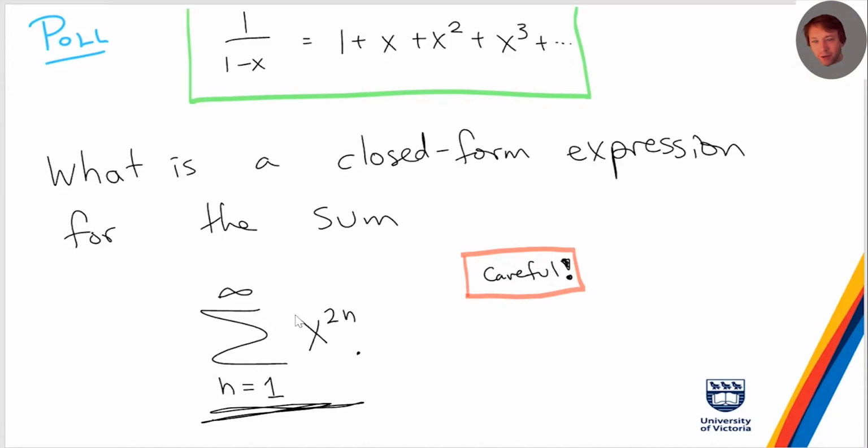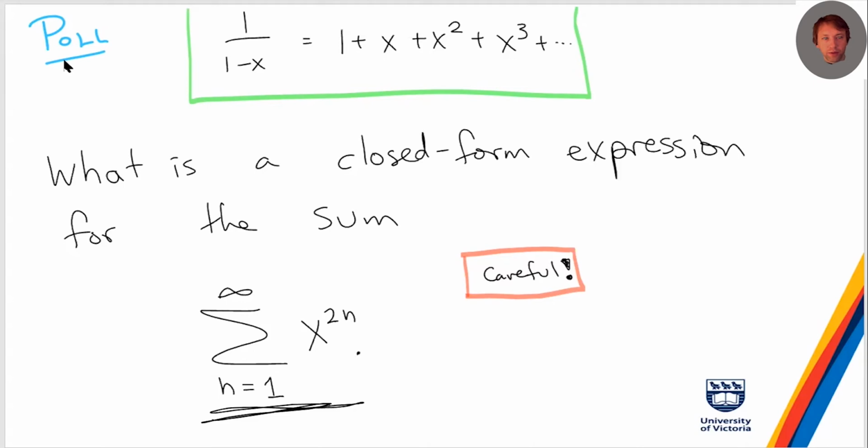So I wrote here to be careful. You don't have to be so careful. But yeah, how would I get a closed form for this expression? What was the trick we used last time? The trick we used last time was a substitution. And something like that is pretty useful here. So what is this sum, by the way?